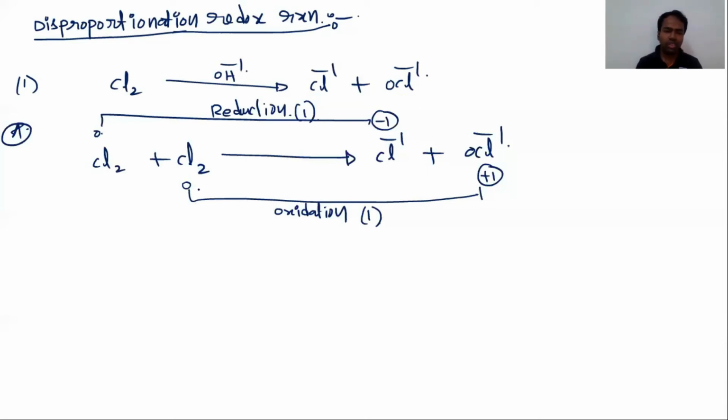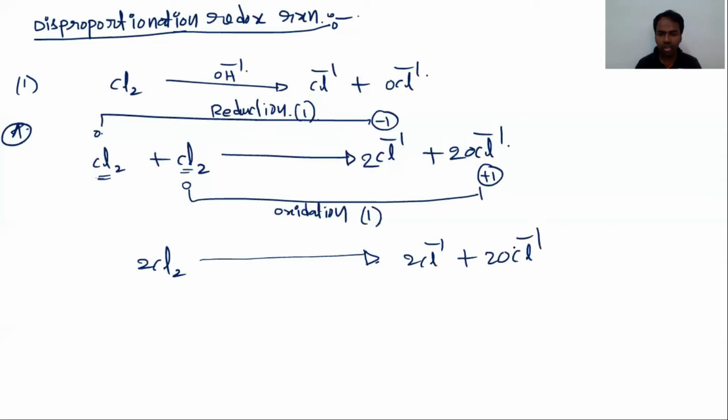Now come to the next step. We need to balance all atoms except hydrogen and oxygen. On this side, how many chlorines are there? 2 chlorines in this reaction, and here 1 chlorine, so put 2 here. Here there are 2 chlorines, so put 2 here. Now chlorines are balanced, so write the final equation: 2 Cl2, Cl⁻ plus 2 OCl⁻.